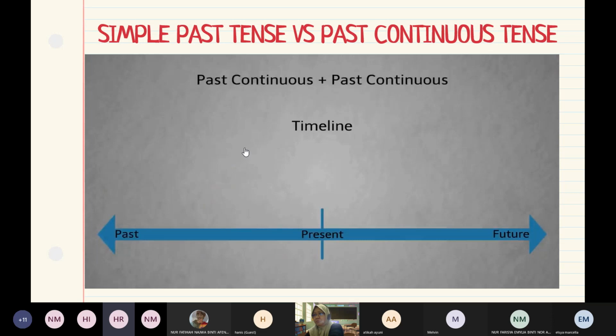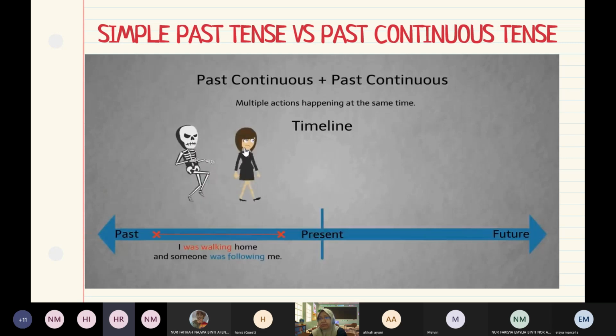We can use two past continuous actions in the same sentence to show that both actions were happening at the same time. For example, I was walking home and someone was following me. We don't know which action started first. Maybe the mysterious stalker started following Alyssa before she even left the office. Or maybe he started following her sometime after she left the office.